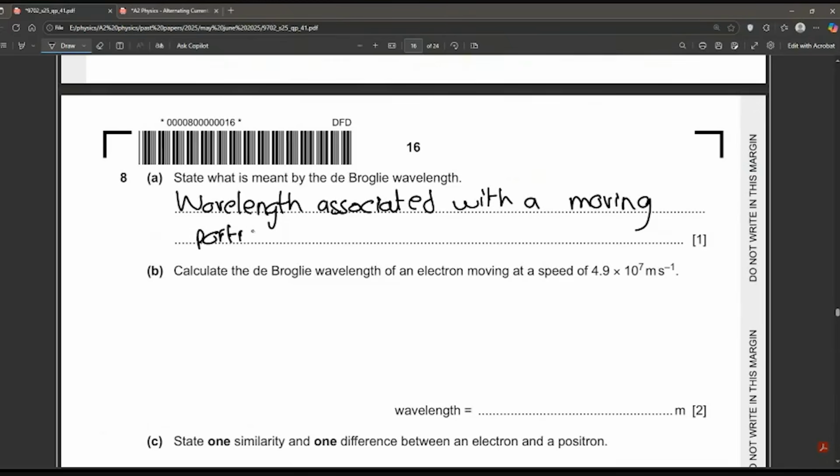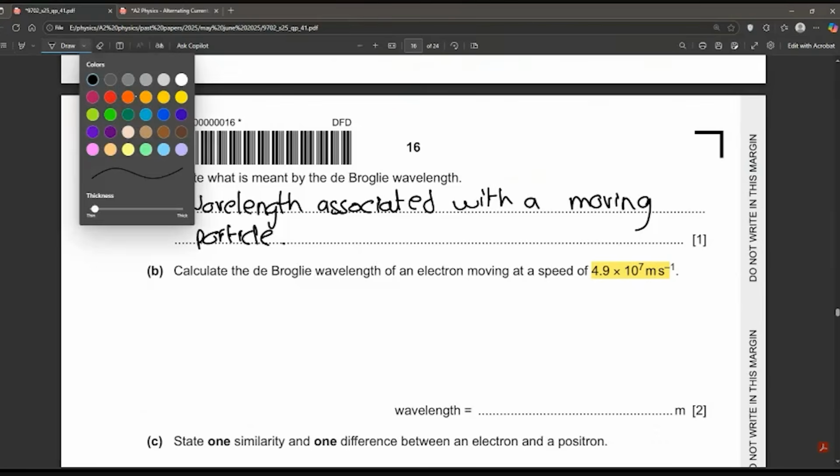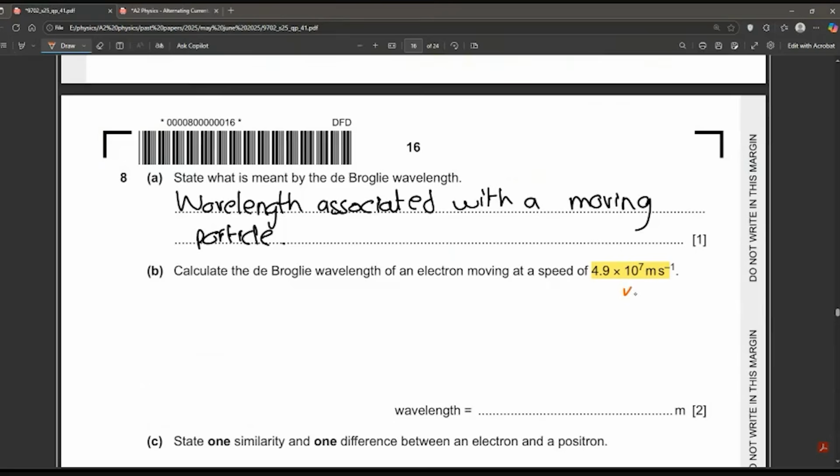Now what do we have to do? Calculate the de Broglie's wavelength of the electron moving at a speed of this. Okay, an electron is moving at this speed. You have to calculate the de Broglie wavelength of this. De Broglie wavelength is equal to the Planck's constant divided by the momentum. What is the value of Planck's constant, child? Yes. What is the value of Planck's constant? 6.63 into 10 raised to the power of minus 34.